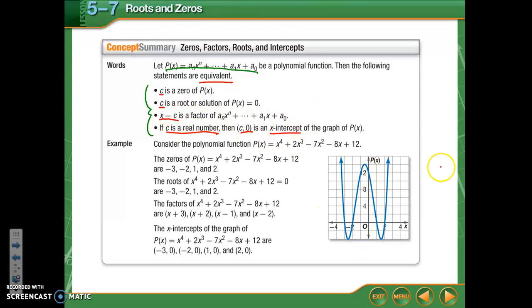So look at this example here. We have this polynomial function graphed. Here's the actual polynomial function, and we can see the zeros from the graph. The zeros are -3, -2, 1, and 2, which means that the roots are -3, -2, 1, and 2. If I have a root or a zero that's -3, then my factor is x minus -3, or x plus 3. If I have a root that's -2, the factor is x plus 2. If I have a root that's 1, x minus 1 is a factor, and if I have a root that's 2, x minus 2 is a factor. And all of those also represent x-intercepts because they're all real numbers: (-3, 0), (-2, 0), (1, 0), and (2, 0).